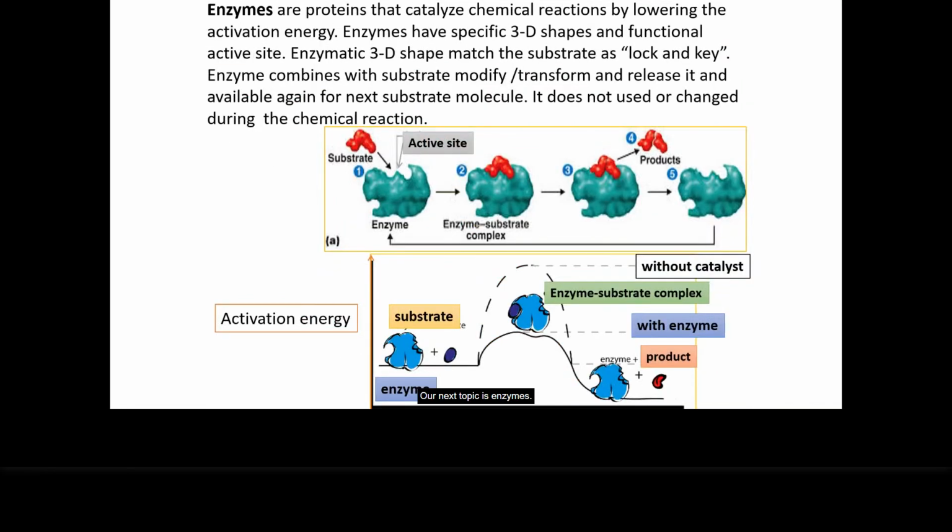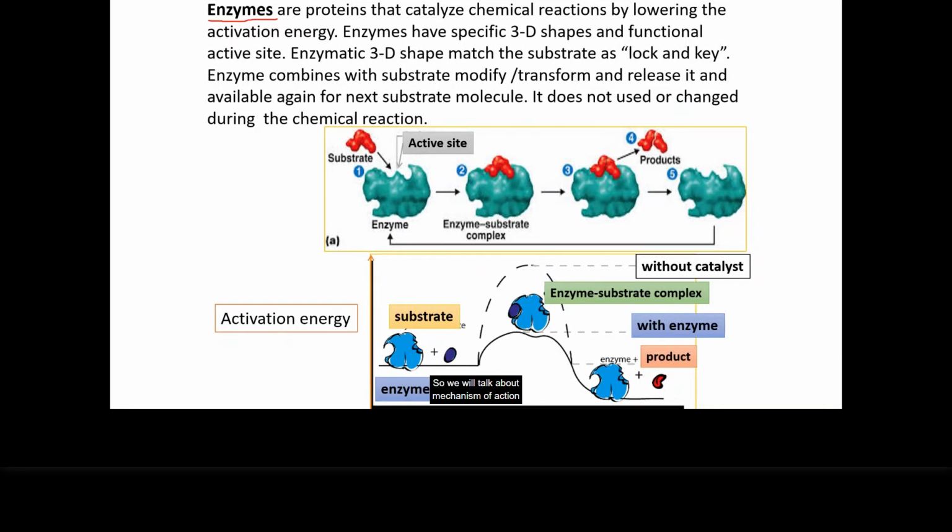Our next topic is enzymes. First, enzymes are proteins that catalyze chemical reactions by lowering the activation energy. So the overall function of enzymes in the body is to increase the speed of the chemical reaction. And how are they doing this? Because they're lowering activation energy. So let's see how this works.